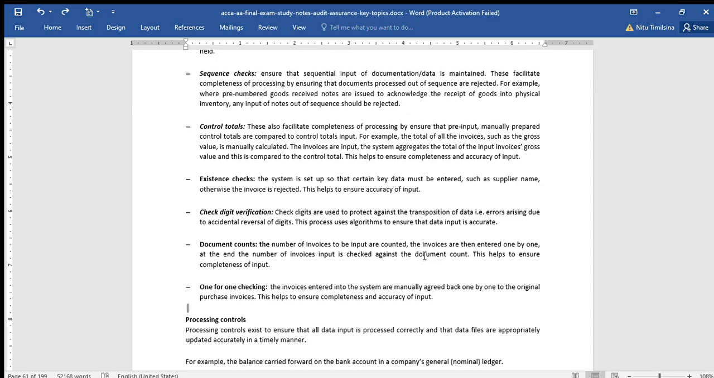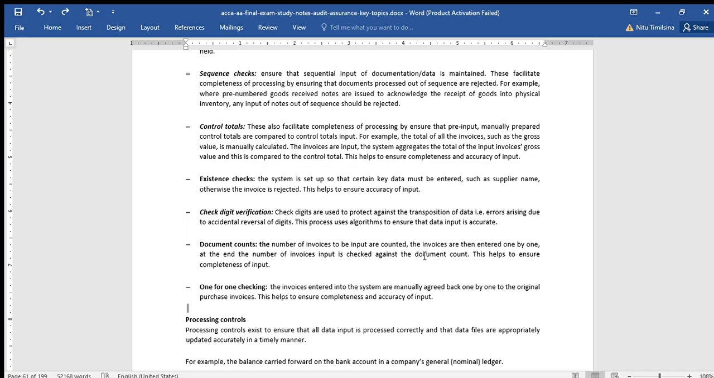Existence check. The system is set up so that certain key data must be entered, such as supplier name, otherwise the invoice is rejected. This helps to ensure accuracy of input. Required fields are filled or not, like that.